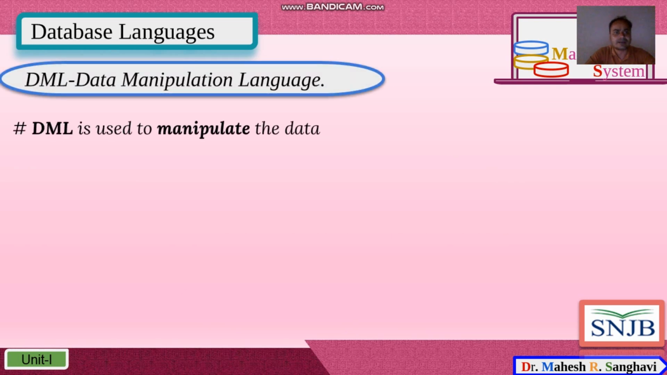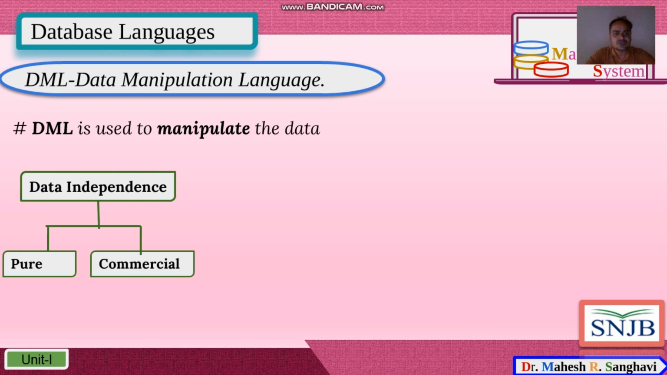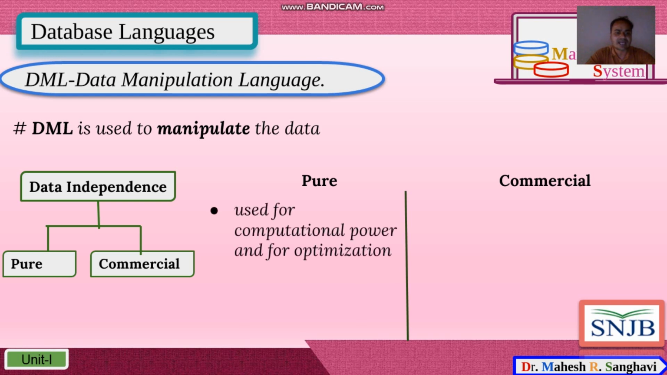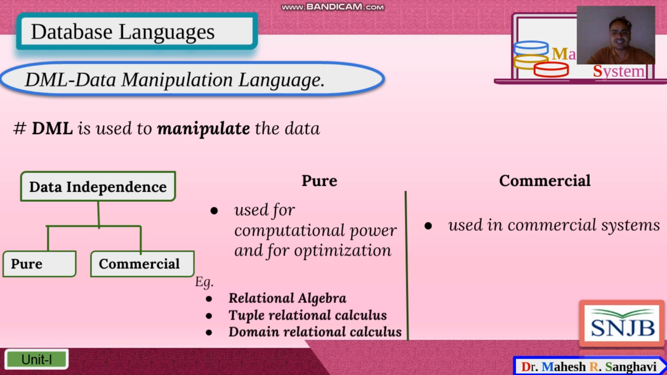Now regarding data manipulation language, DML is used to manipulate the data. The meaning of manipulation here is very simple. We can add, edit, as well as delete the data by using this data manipulation language. Data independence, whatever we have seen, has basically two major parts, pure and commercial. Pure is mainly used for computational power and its optimization, whereas commercial is used in commercial systems. Examples of pure systems are relational algebra, tuple relational calculus, domain relational calculus, and SQL is one of the parts of the commercial thing.